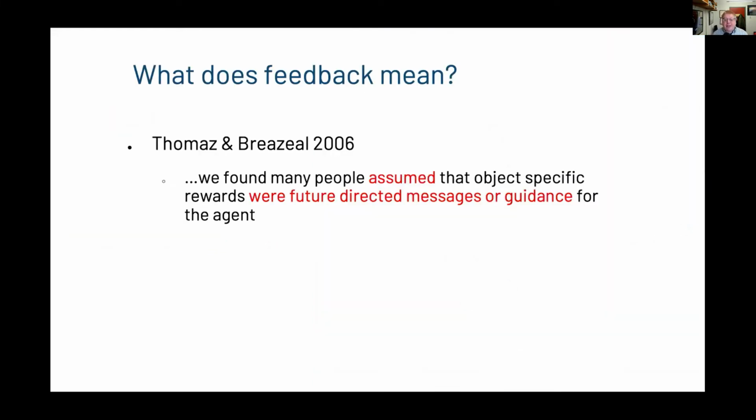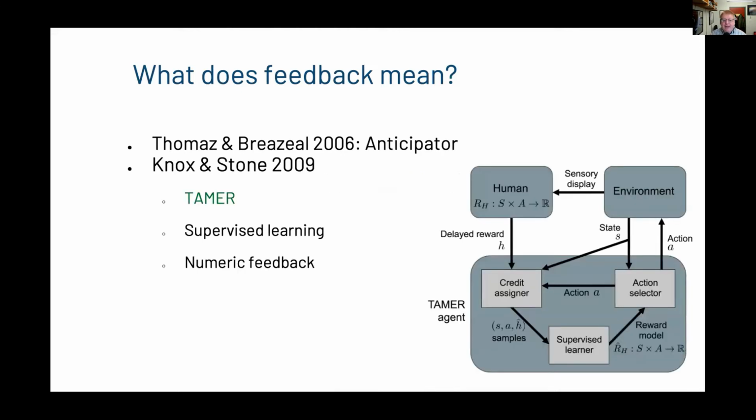Back in 2006, Andrea and Cynthia had this work where they were letting people basically give rewards. They were having the human be the reward function. And even though they got specific guidance, humans tried to give rewards that were directed in the future. For those of you who haven't done human studies yet, this is a really common thing. Humans don't do what you want them to. They don't read the instructions, but we do the best we can. So this was one of the early works looking at how humans could give feedback.